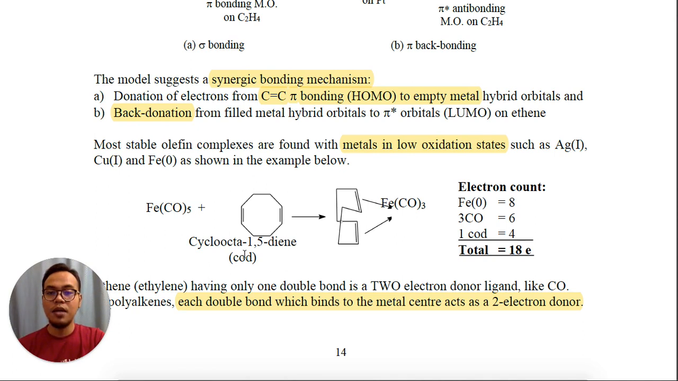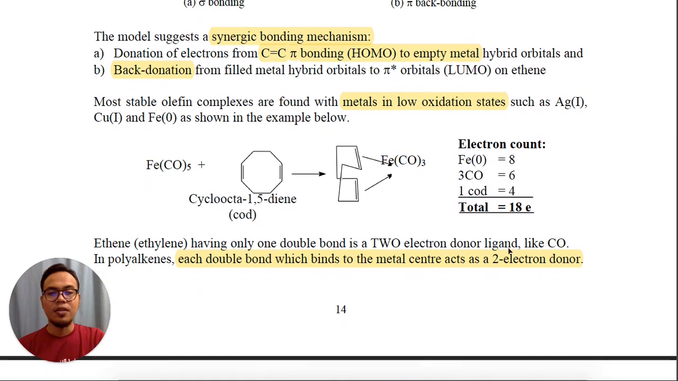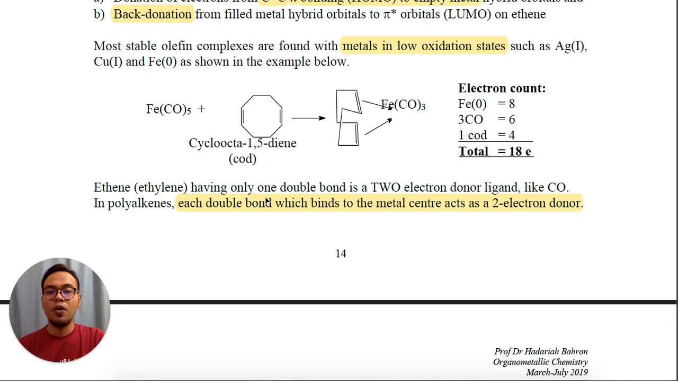I hope you still remember how to name your organic ligand. Let us count the effective atomic number for iron. Iron comes from column 8, so it contributes 8 electrons. We have 3 carbonyls here, so 3 times 2 is 6 electrons. We have 1 COD, cycloocta-1,5-diene, and remember this: 1 COD carries 4 electrons. When you total up, the total is 18 electrons. For ethylene having only 1 double bond, it is a 2 electron donor ligand like CO. If you have only 1 double bond, we have a 2 electron donor ligand.